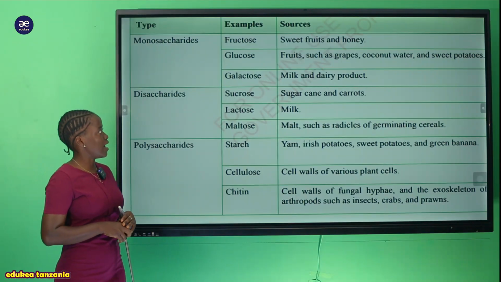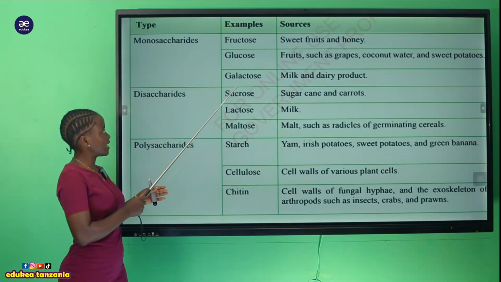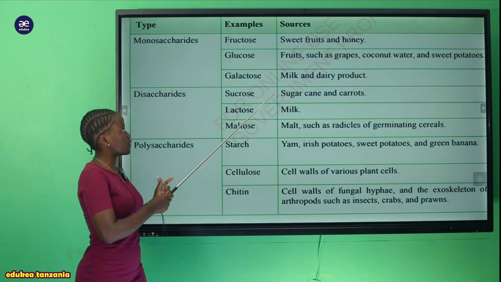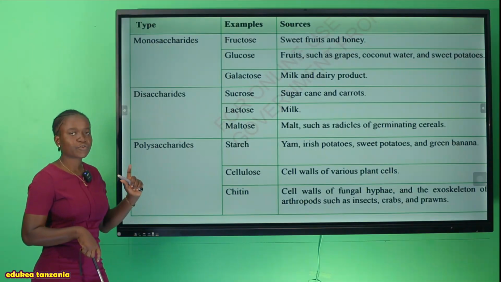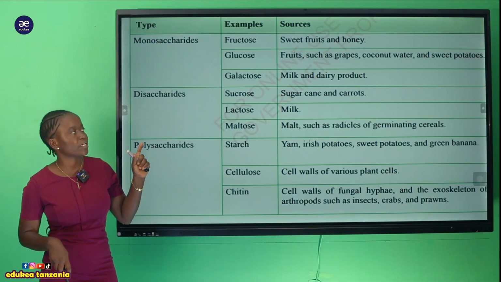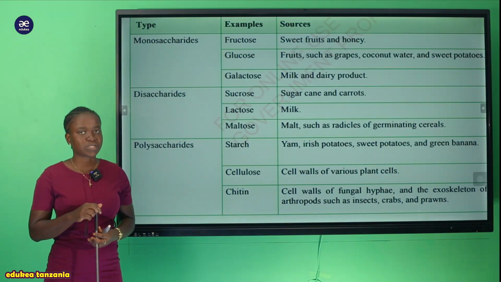And also we have another example of monosaccharide, that is galactose. So the main source of galactose is from milk and dairy products. So through those sources is where you can find this galactose as a monosaccharide.